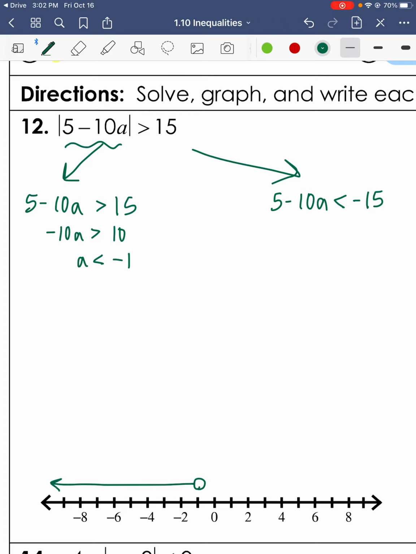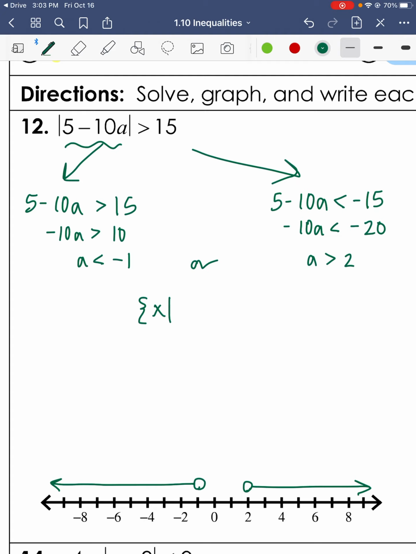Okay, and then solving this other side, we'll subtract 5 here, so negative 10a is less than negative 20, and then dividing by negative 10, we get a is greater than, flipping the sign here, 2. So then we have above 2, also an open circle, going in the right direction here. And so you can see from here that we actually have an OR case. So our solution as an inequality will be a is less than negative 1 or a is greater than 2.